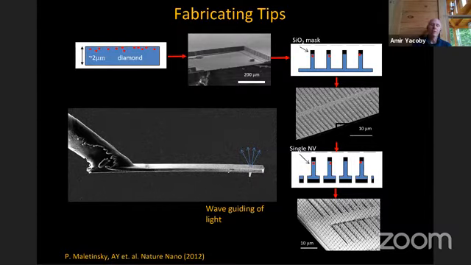This is all one piece of diamond that has been thinned down and had material removed to leave one pillar. At the end of this pillar sits one NV center, about 10 nanometers from the end. The light that it emits is guided by the pillar structure, which helps our signal to noise. So the tip itself serves two purposes.